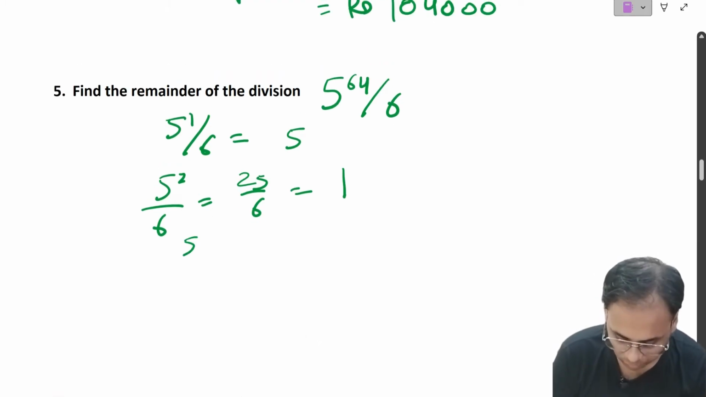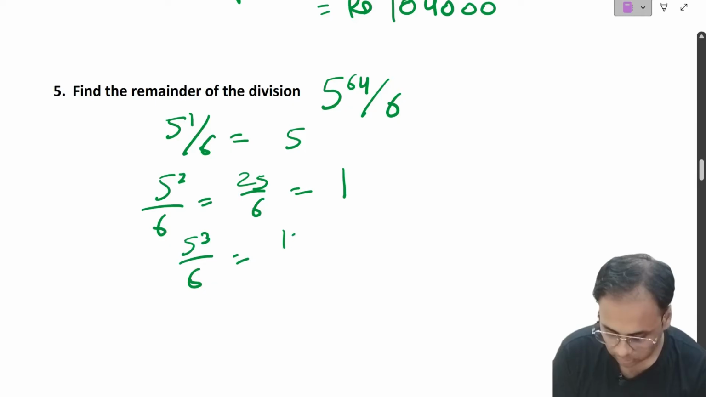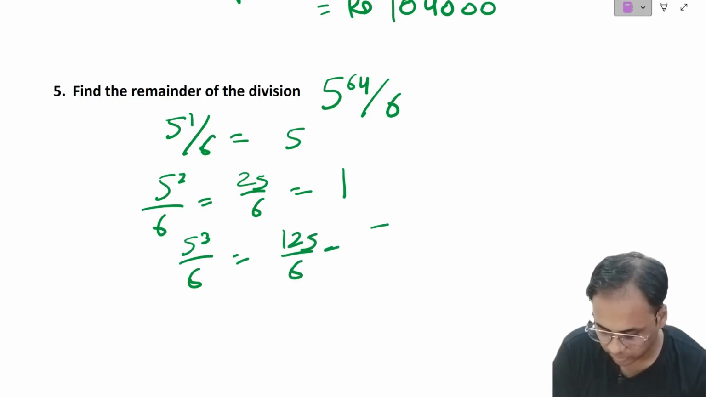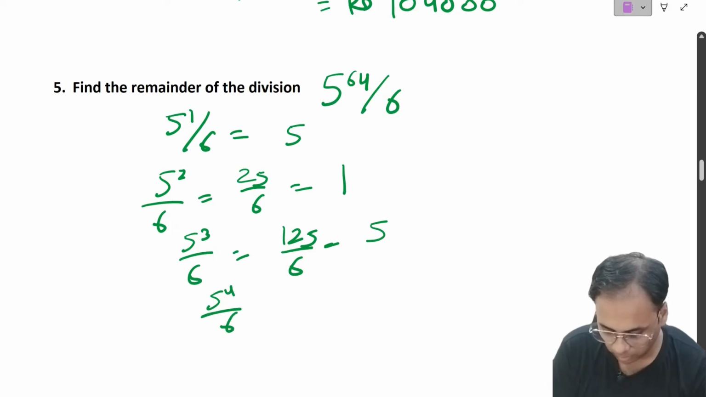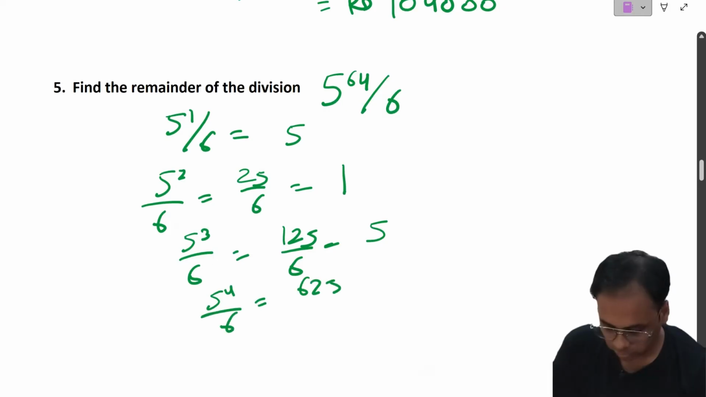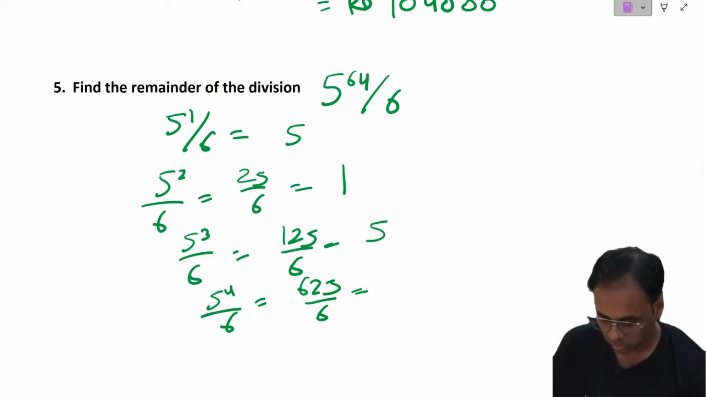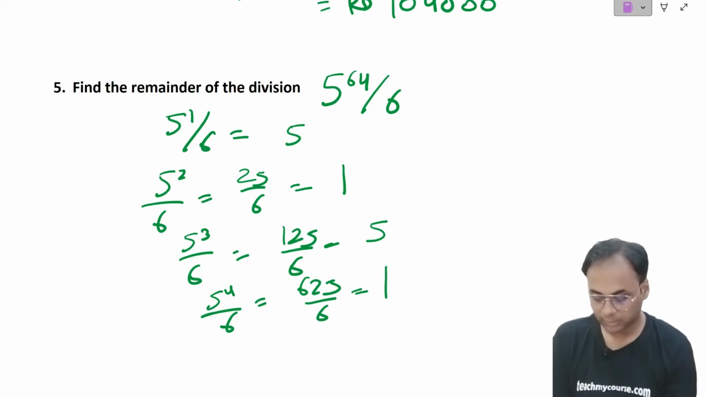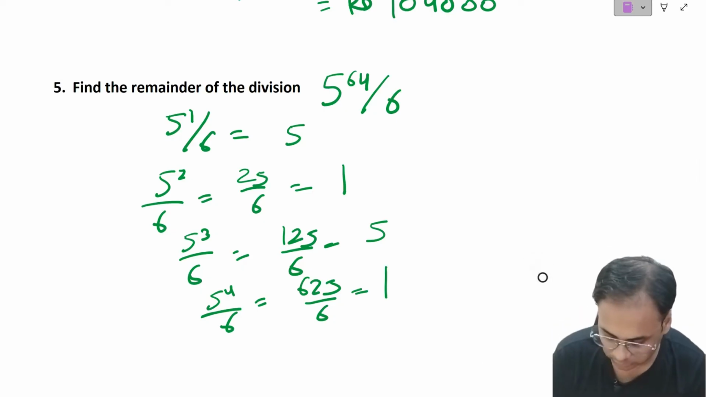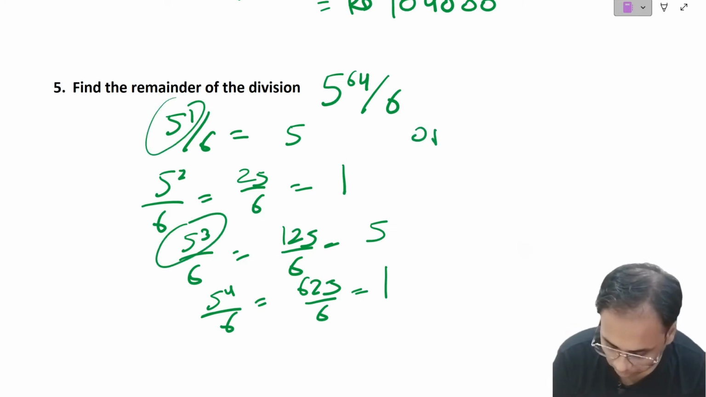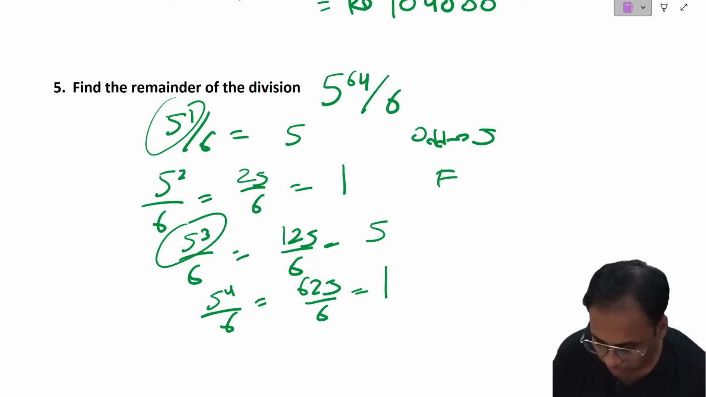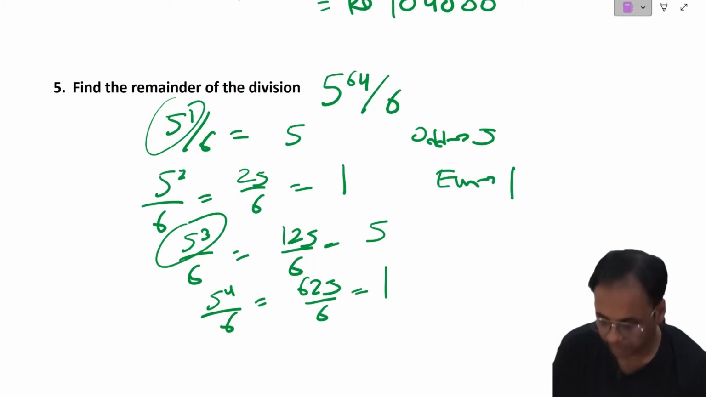Then we have 5 raised to the power 3 divided by 6, which means 125 divided by 6. In that case, the remainder is 5. And if we say 5 raised to the power 4 divided by 6, we have 625 divided by 6, which means the remainder is 1. So we can say that for all the odd powers, like 1 and 3, we have the remainder as 5, and for the even powers we have the remainder as 1.